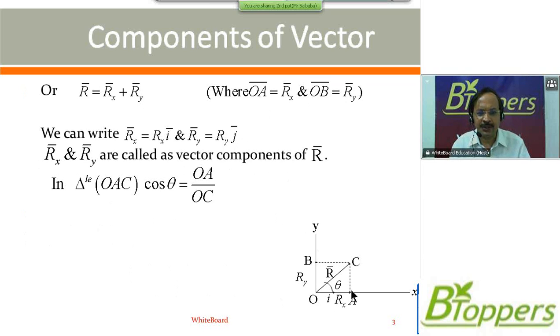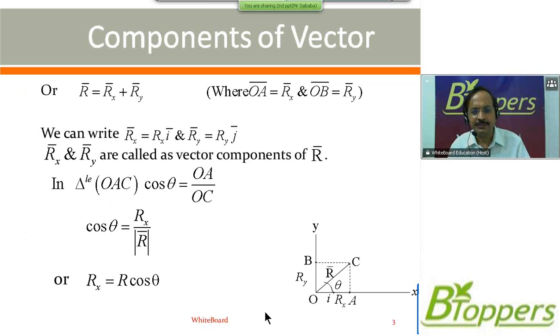So in the right angle triangle OAC, cos theta equal to OA by OC. Length of line OA equal to Rx and length of line OC gives you magnitude of R bar. So you can write cos theta equal to Rx by magnitude of R bar. Or you can write Rx equal to R cos theta. Those who want to write the notes, they can take a pause and write the notes if you feel it is required.